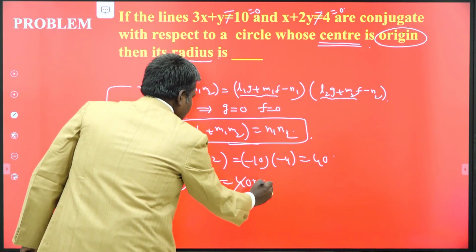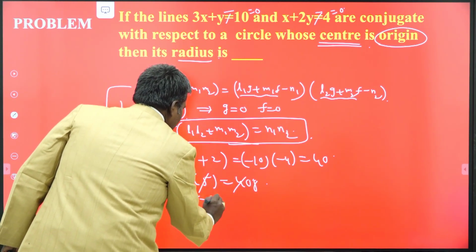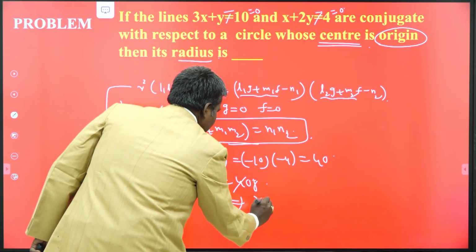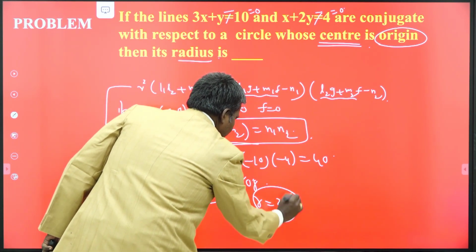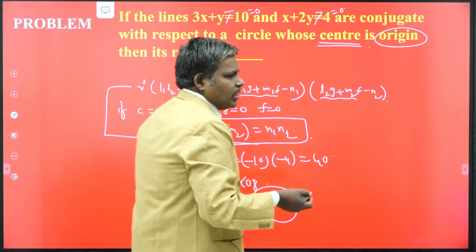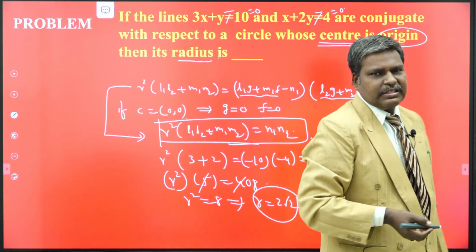So this is 8 times. R square is equal to 8. Immediately we obtain the radius of the circle is 2 root 2 units. So in this manner we can find the radius of the circle.